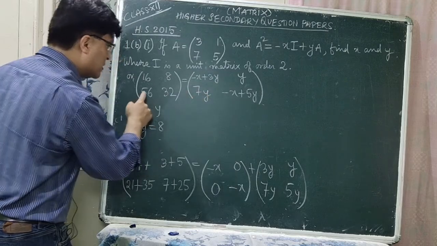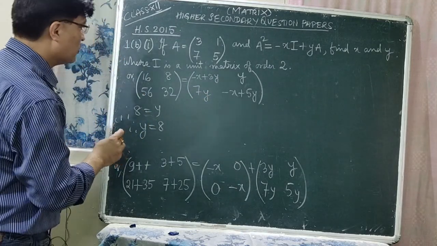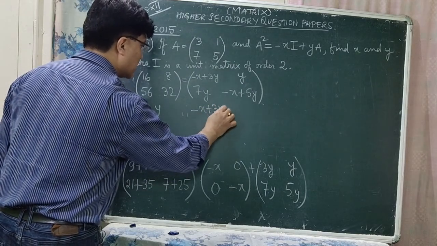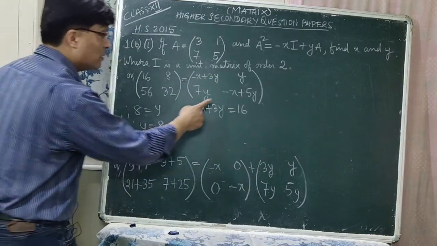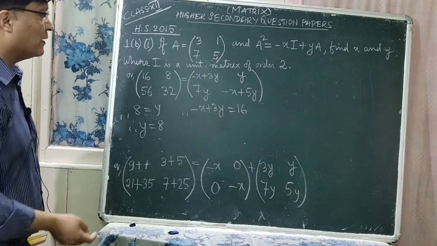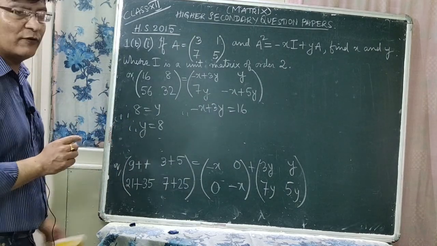In that case also, y is equal to 8. That is correct. So we have got the value for y, which is equal to 8. Now you can equate minus x plus 3y with 16. You may equate minus x plus 5y with 32 also, so that you can get the value of x using the value for y.